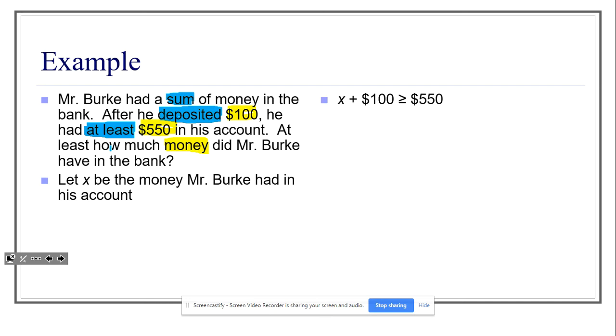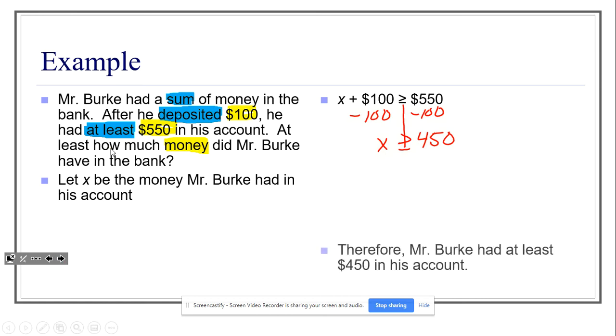At this point, we want to solve the inequality simply by subtracting 100 from both sides and having X greater than or equal to $450. My conclusion statement is, therefore, Mr. Burke had at least $450 in his account.